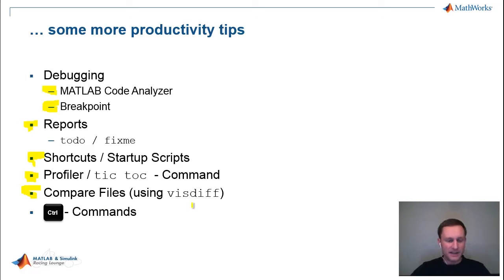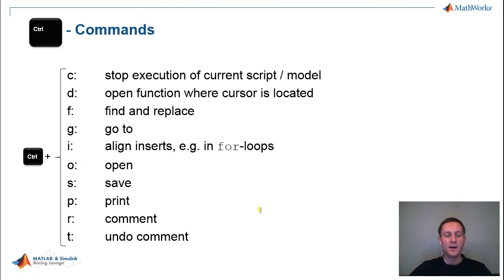So finally, and last but not least, I will introduce you to some Control plus some other key commands. Therefore, I'm going to the next slide. In order to stop execution of a certain script or model, just press Control C. So it's not copy, as for example in the Windows environment. In MATLAB, the execution is stopped. Control D. This is a very interesting function.